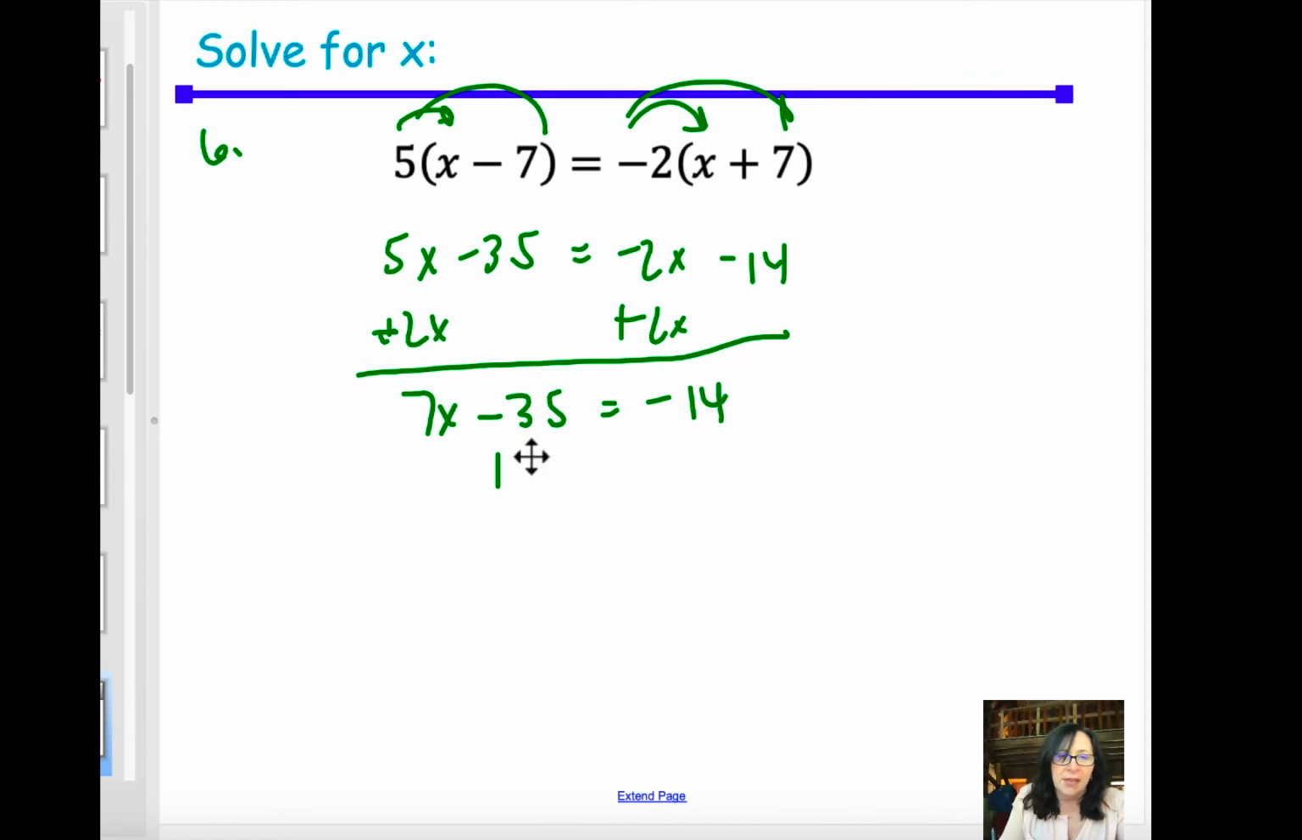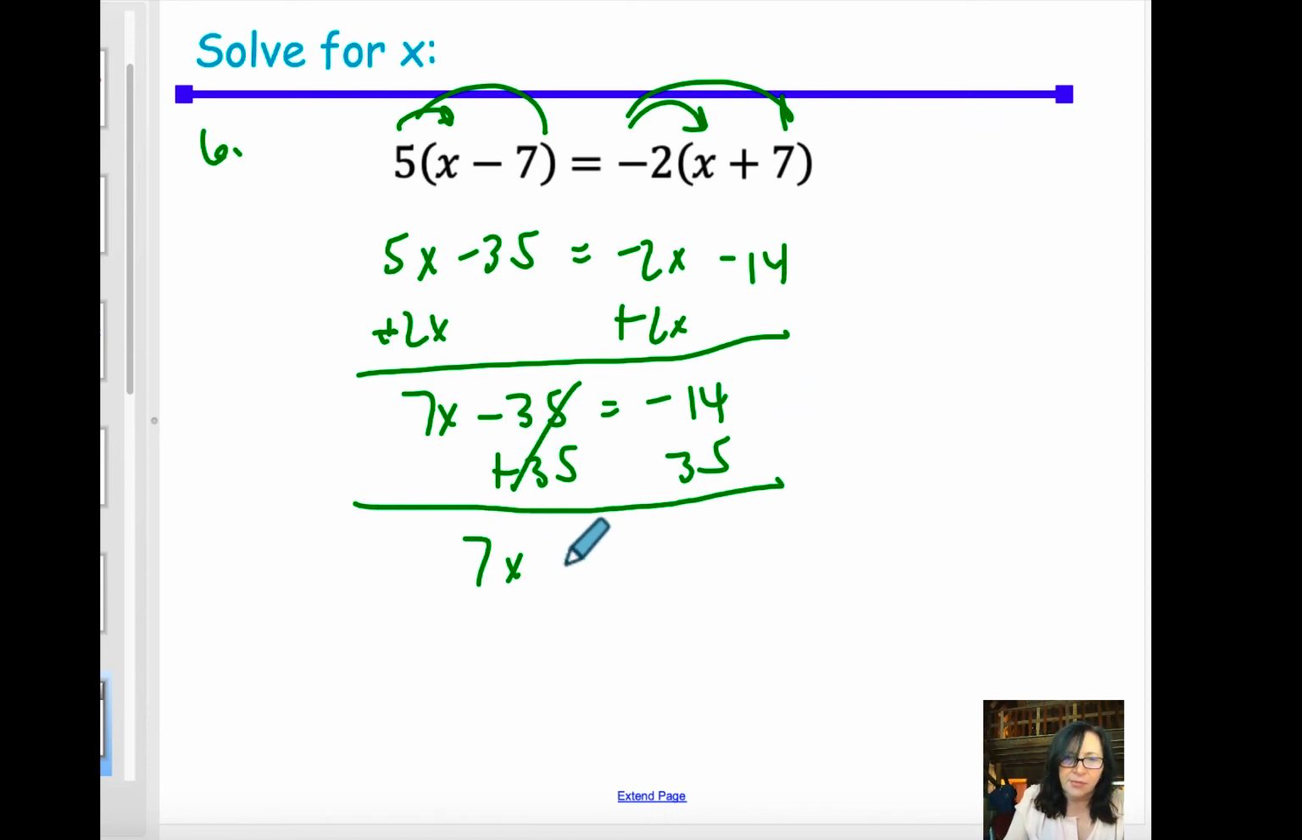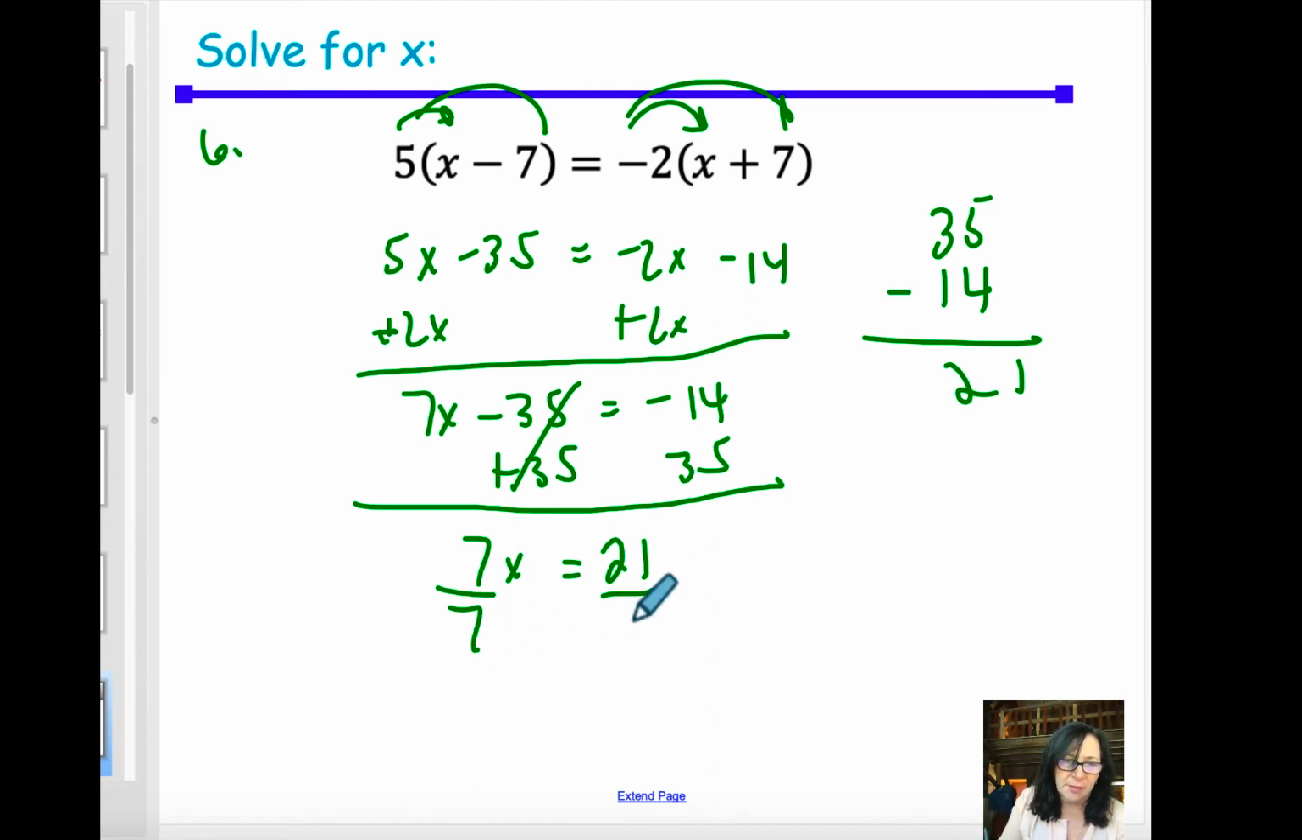I'm going to add 35 to both sides, because remember, ultimately, I'm trying to isolate the x, get x by itself. So these are going to cancel, so now my x is by itself almost. I just have to get rid of that 7. This is a positive minus, and so this will be a positive answer, so I'll just on the side go, well, what's 35 minus 14? And that's 21. And then divide both sides by 7, and I get x equals 3.